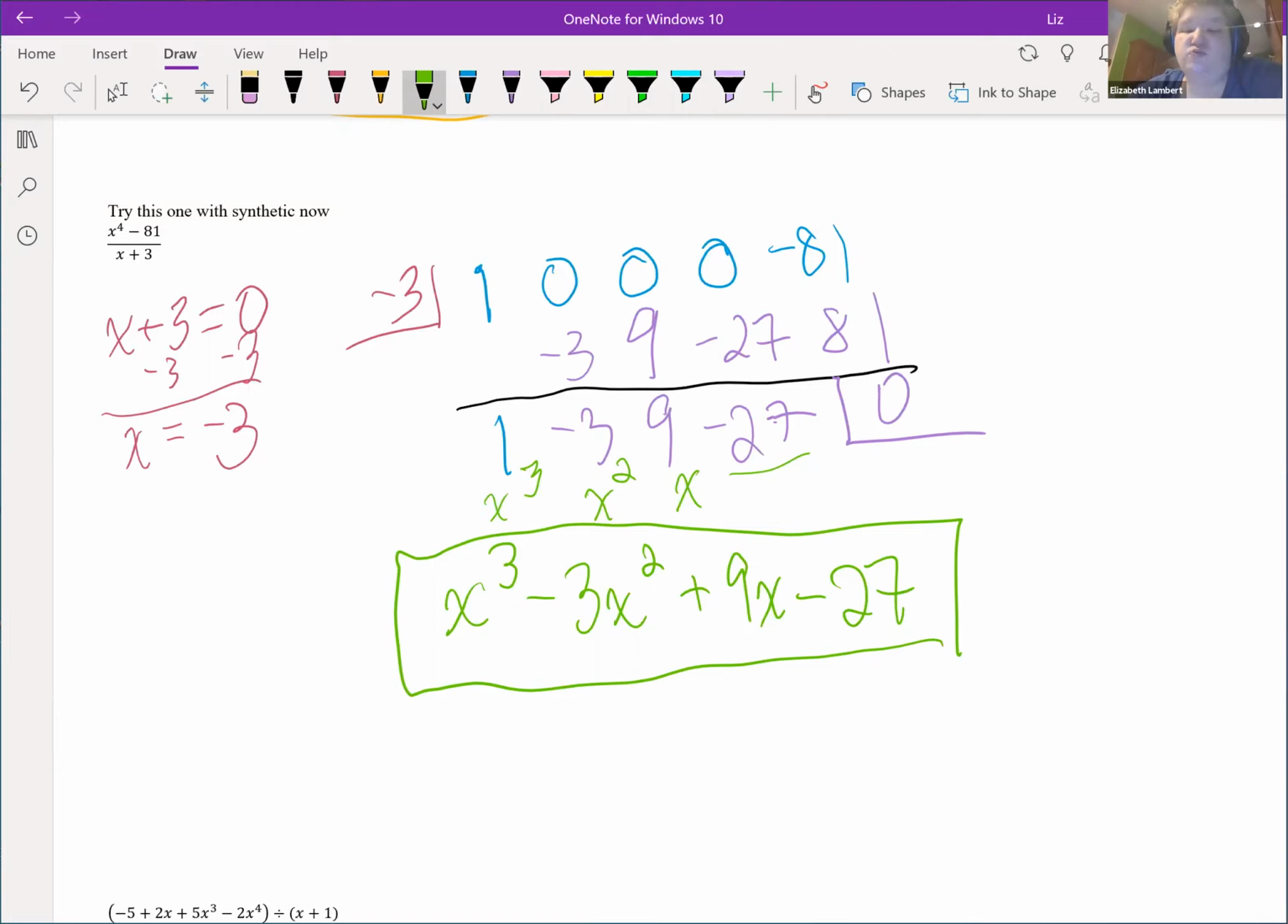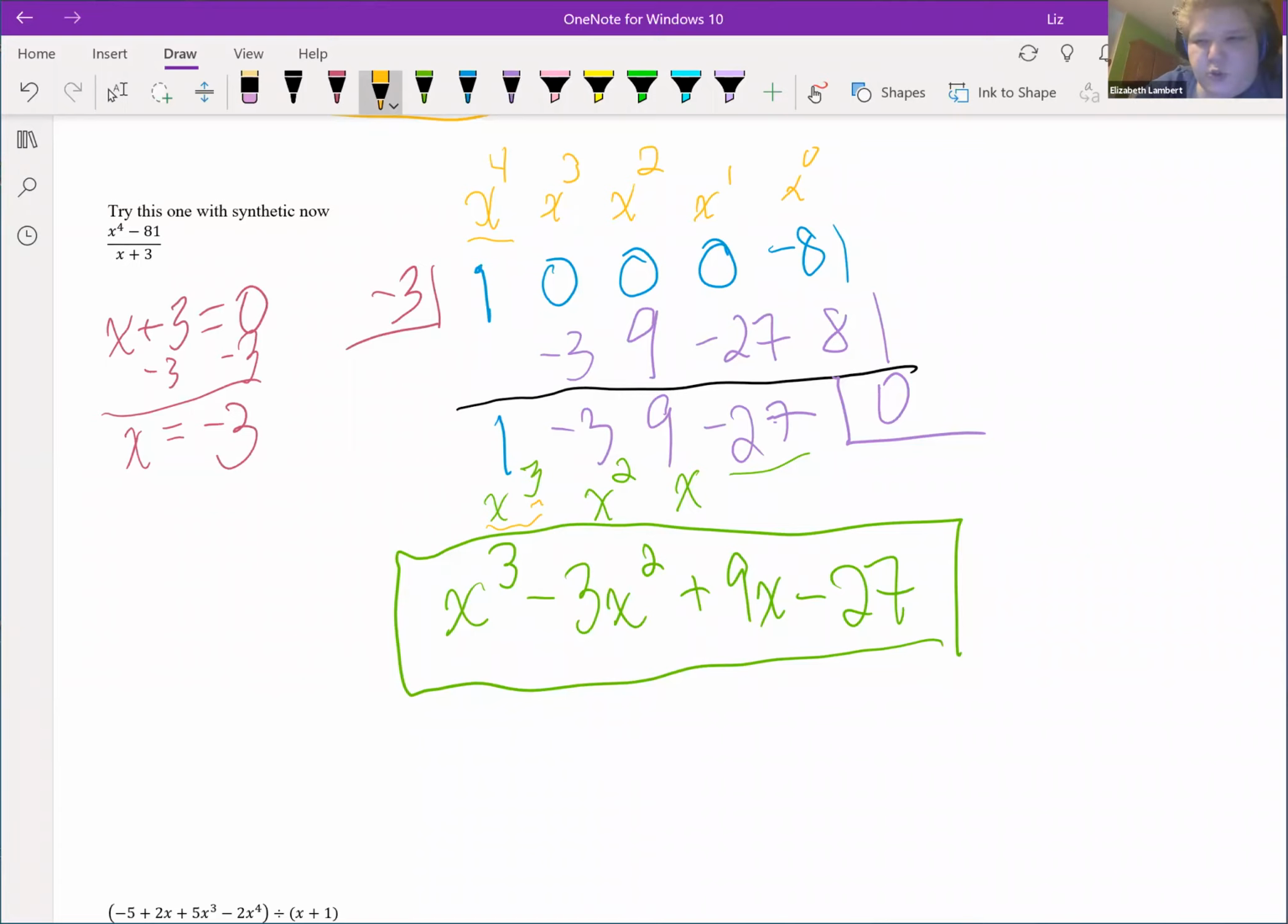So less writing work when you're doing synthetic. It's certainly way more condensed, but you have to account for all of those terms. So when you're first doing this, it can help to label them: here's my first term. So this one's the third. This one's the second. This one's the linear. This one's the constant, which is technically x to the 0. And then down here, because I'm dividing by a linear, synthetic is always a linear factor, this result down here is always 1 power less than what we started with.